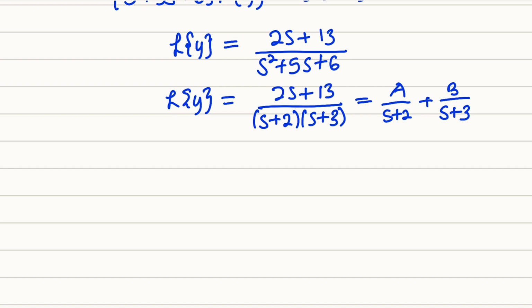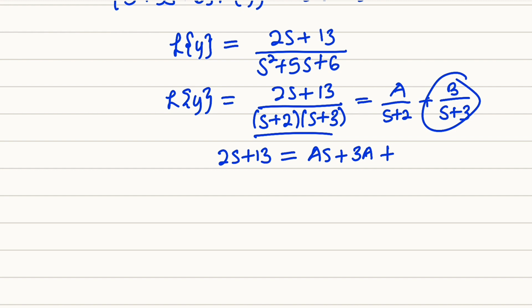If you multiply the left hand side by the two factors, you have only 2s plus 13. And to the right hand side, taking this, multiplying by this, you have only s plus 3 left multiplied by a, so we can multiply them directly. A multiplied by s is as, plus a multiplied by 3 is 3a. Then we take this, multiply by this again. We will have s plus 2 left multiplied by b. Therefore, b multiplied by s is bs, plus 2 multiplied by b is 2b.